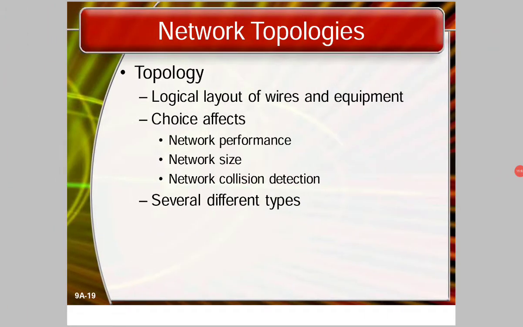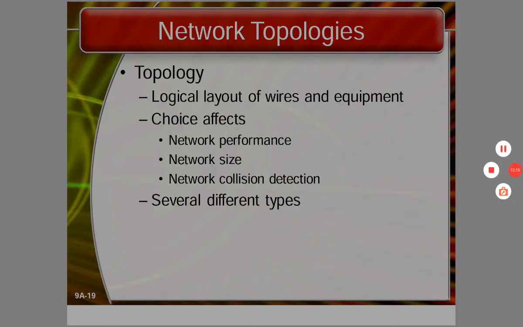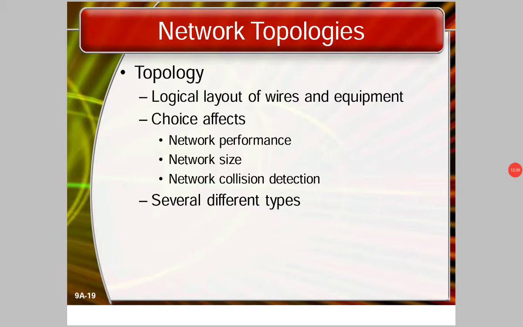What is a topology? Topology is the logical layout or logical design of a network using some wires and equipment. So what is a network topology? The meaning of topology is logical design, a logical design to form a network by using some wires. Network wires means wires, cables and equipment. Equipment means hubs, switches, routers, like that.